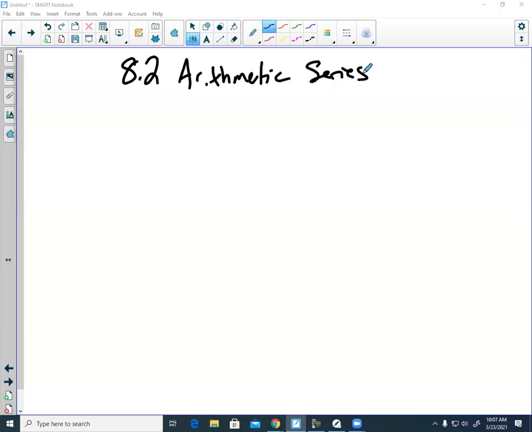All right, so with section 8.2, this is dealing with one type of series, one type of sequence, one thing, period, and nothing else. This is only going to be dealing with linear style equations. Okay, so this is going to be the 2n plus 1, or the 3n plus 1, or the 3n minus 1s, or whatever.